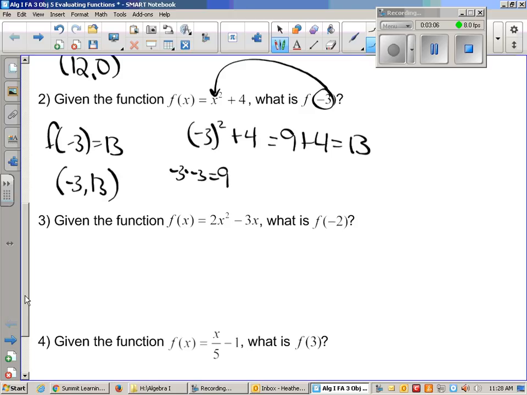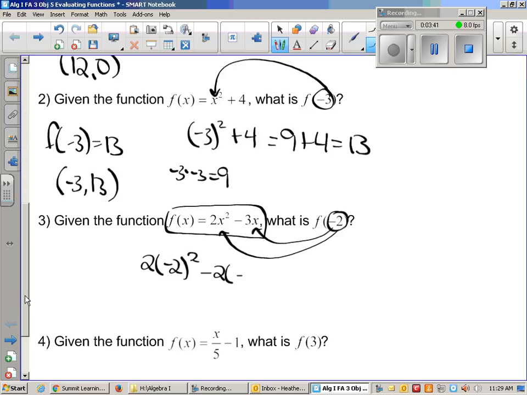If at any point you want to pause the video and see if you can do the next problem, please do that. I'm just going to keep doing these last two examples. I've got my function, 2x squared minus 3x, and they want me to find f of negative 2. In this particular case, I see x twice. So I'm going to replace x everywhere I see it with negative 2. I'm going to put it in parentheses because I need to be careful with my square, my power of 2. It's minus 3 and then negative 2 in place of x.